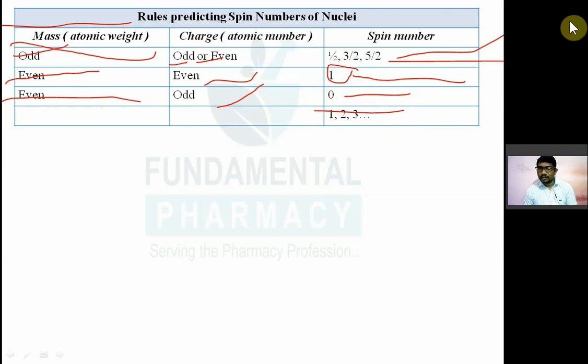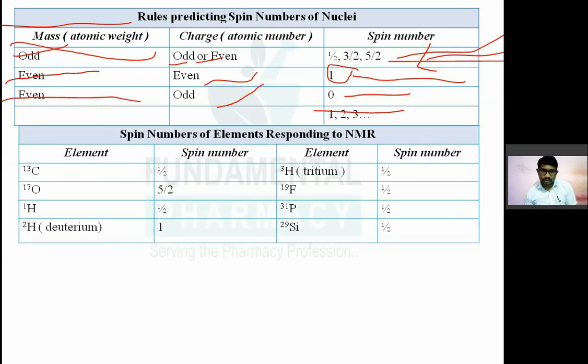So only those nuclei which have a half integral spin quantum number will be active in NMR. Now you can see the spin number of elements responding to NMR. For example, carbon 13 gives NMR, called CMR, carbon 12 does not. Carbon 13 has a spin quantum number of 1 by 2. And oxygen 17 also has a spin quantum number of 5 by 2, because it has an odd atomic mass number. So it will have a half integral spin quantum number.